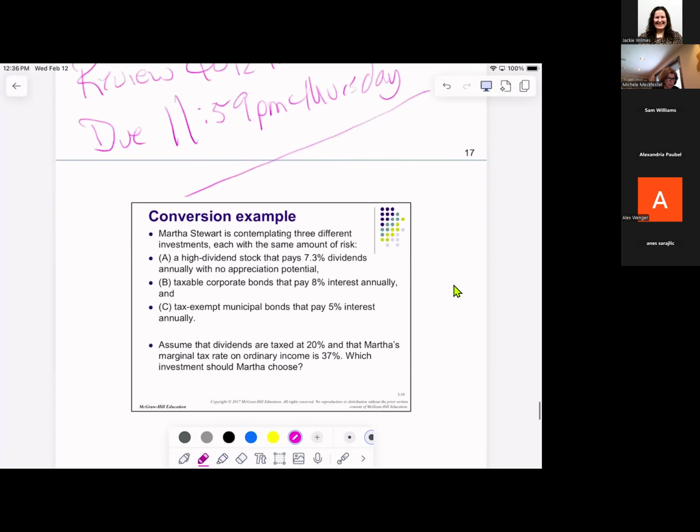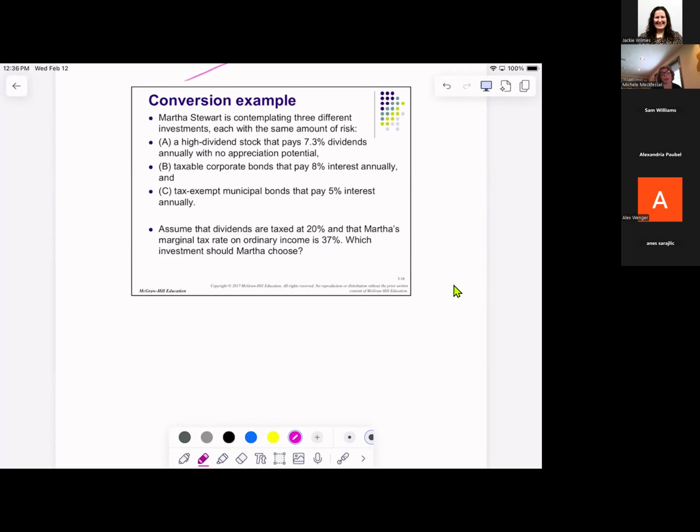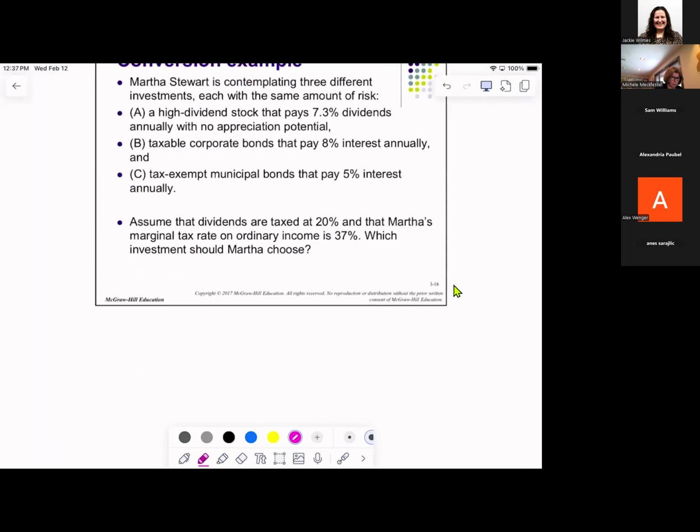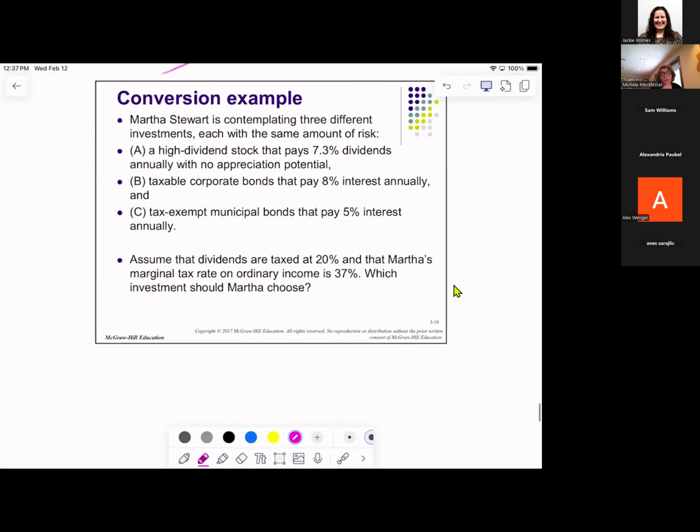All right, so that having been said, let's finish talking about chapter 3. On Monday, we talked about conversions, and from a tax planning perspective, how we can convert, hopefully, ordinary income that gets taxed at ordinary rates to some type of income that gets taxed at a beneficial rate. This problem is very similar to the one we did on Monday. We've got Martha Stewart, and she's contemplating 3 different investments, each with the same amount of risk.